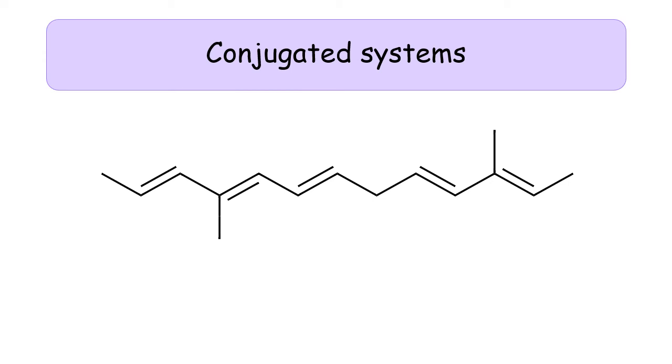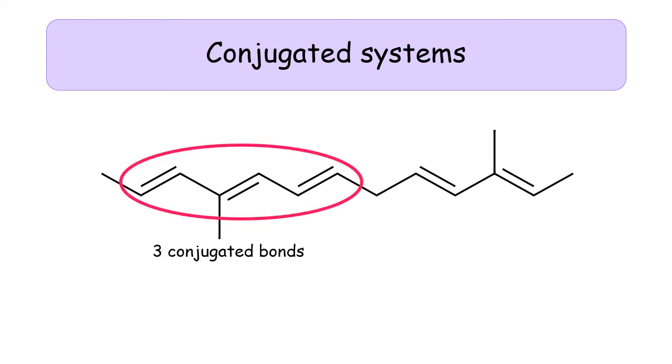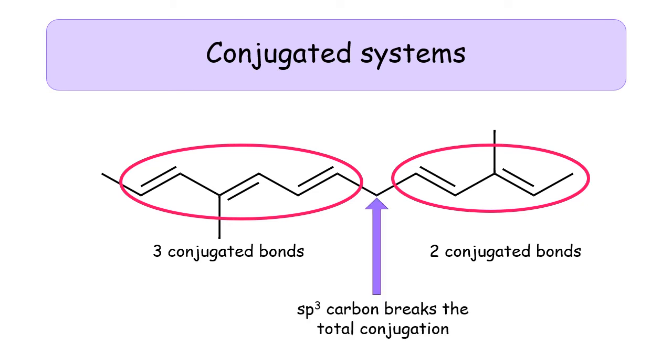In this compound, if we're looking for conjugation, remember it has to be alternating single and double bonds. So this molecule actually has 2 regions that are conjugated. We've got 3 conjugated bonds here, and we've got 2 conjugated bonds here. This carbon here that doesn't have a double bond as part of it is an sp3. It would have 2 hydrogens coming off of it. That sp3 carbon always interrupts the conjugation. And so we've got these 2 individual conjugations, which actually lowers the likelihood of it being coloured because each one is going to be independent.